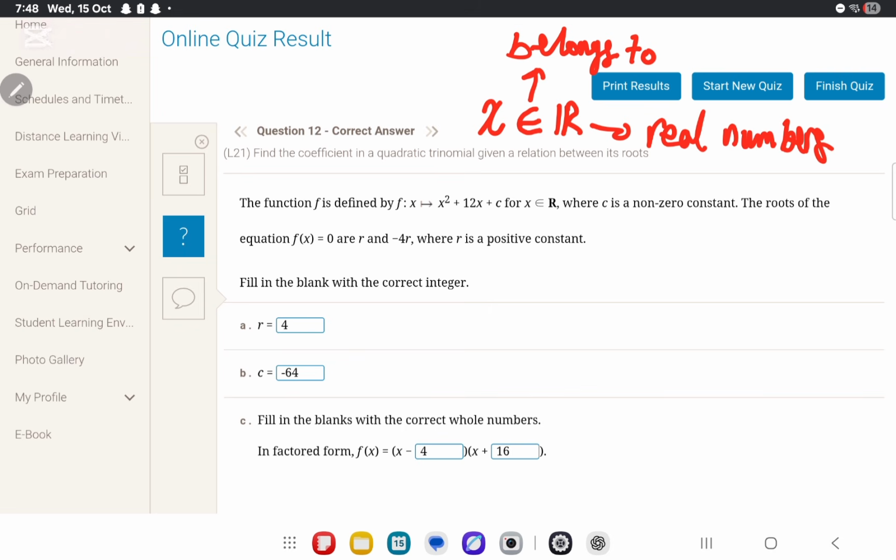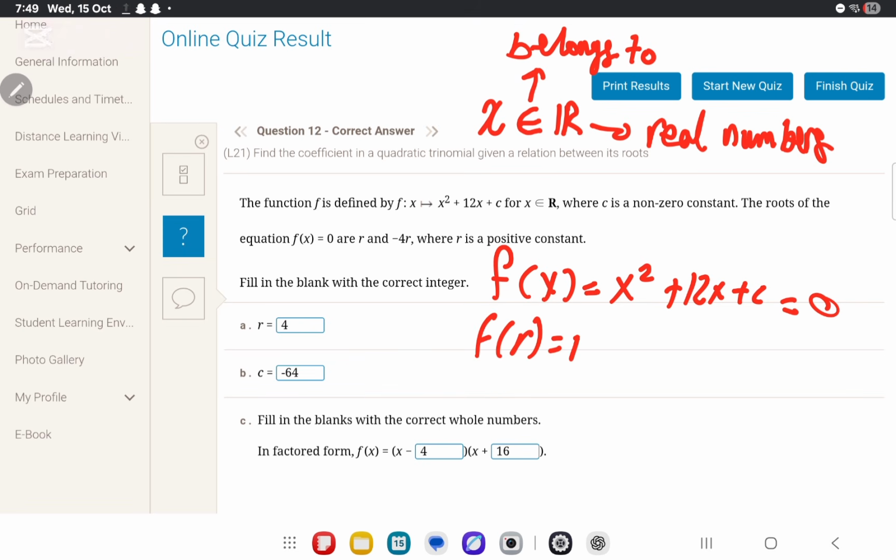Okay, so the roots of the function, where f of x equals 0, are r and negative 4r. We have our function f of x equal to x squared plus 12x plus c. This is going to equal 0 at these values. So f of r is r squared plus 12r plus c, which is equal to 0. Remember, r is a positive constant. This is going to come in very important later.